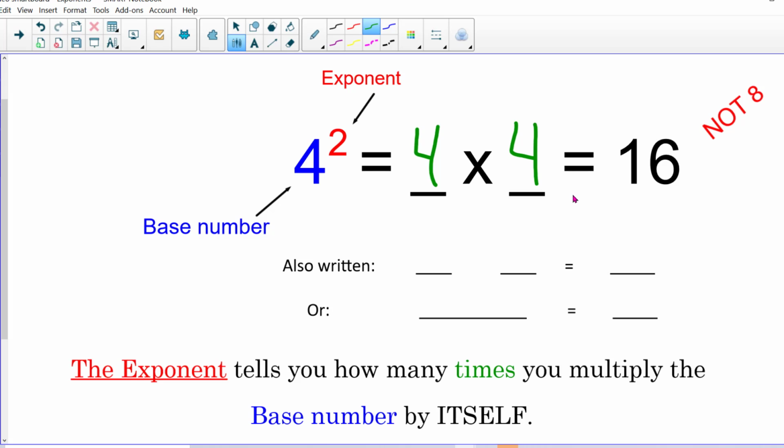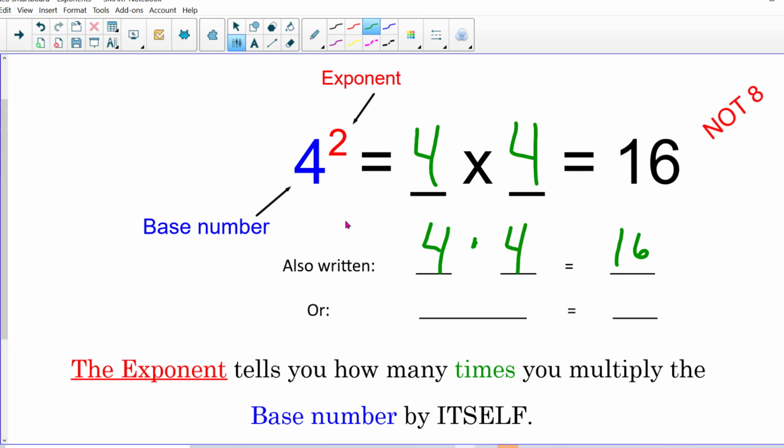So notice on your notes, here what you're going to write is 4. Now instead of the x, we're going to do this dot that's in the middle. It's not a decimal point. Notice it's not down here. It's up in the middle. 4 times 4, which of course, as we know, equals 16. So we can use the dot to represent multiplication.